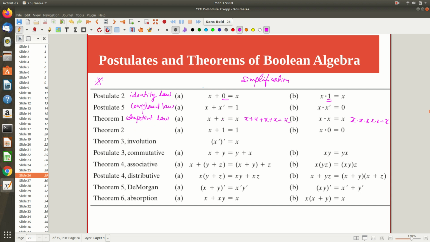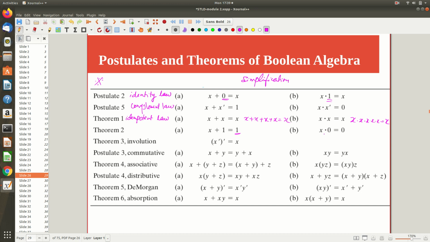The theorem is x plus 1 is equal to 1. This also you can verify. What is x plus 0? As per identity law, you know that it is x. Now you may be wondering what x plus 1 will be. You can see that it is 1. x can be anything, 0 or 1. Whatever it is, when you perform the plus, or, operation with 1, that 1 will dominate. Whether x is 0 or 1, the result is always 1. The entire expression is dominated by 1, and I am getting the result as 1.